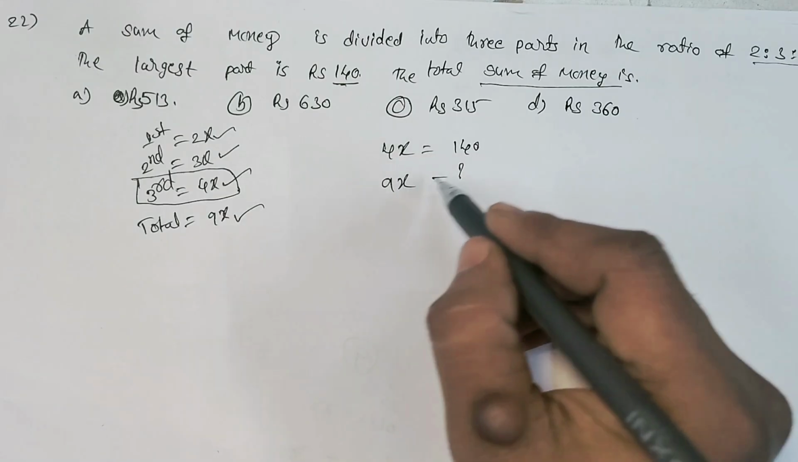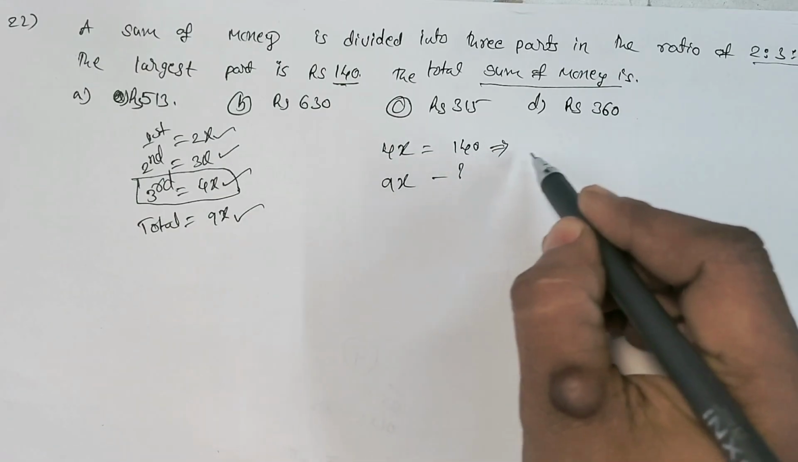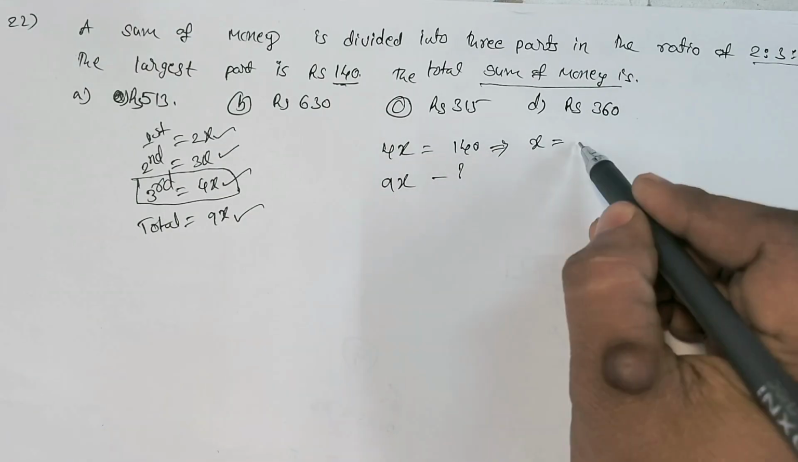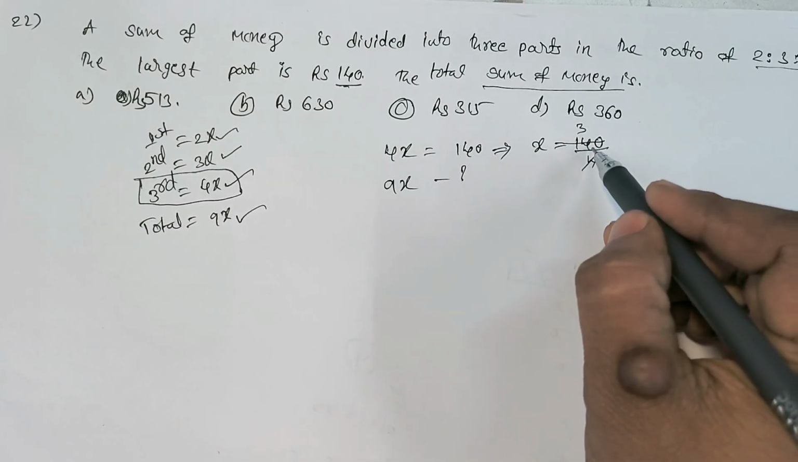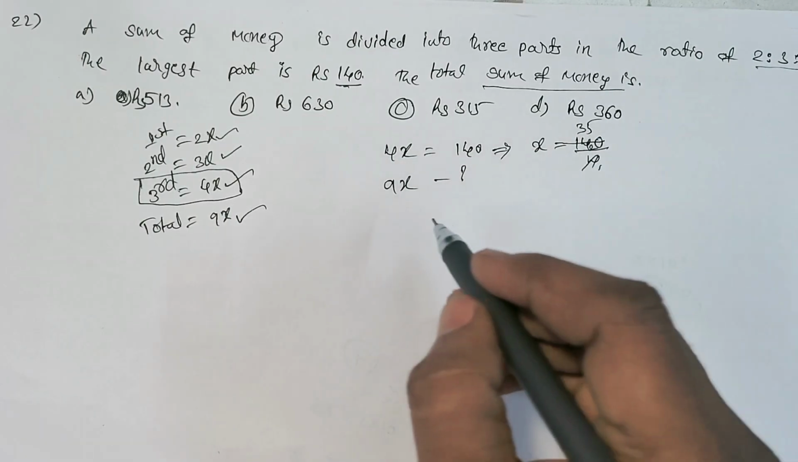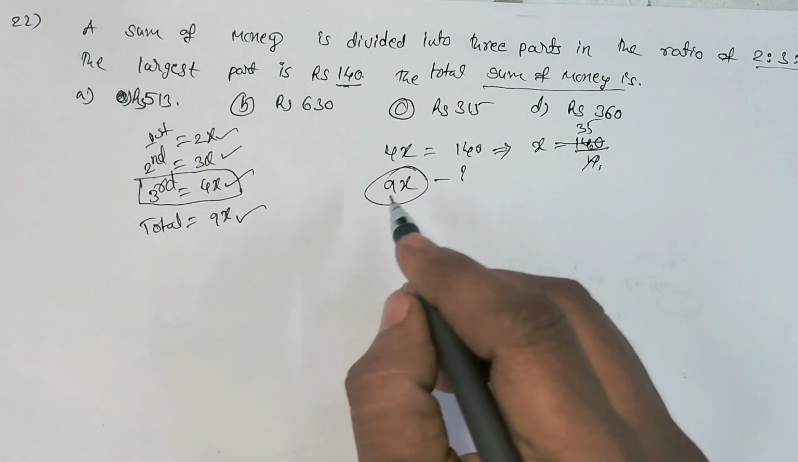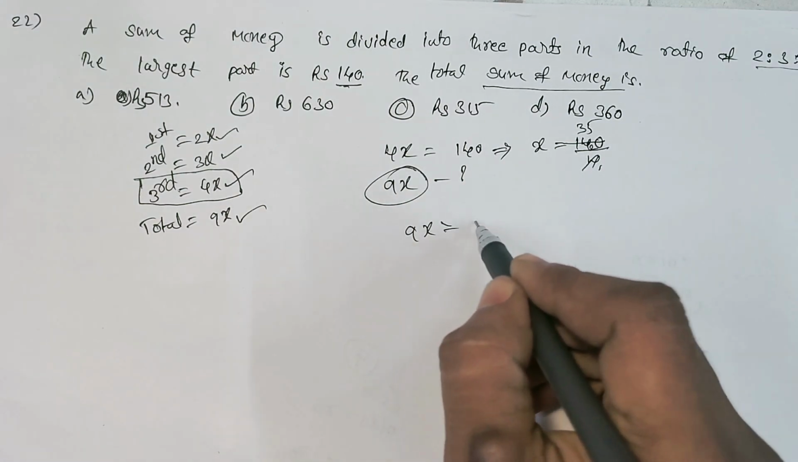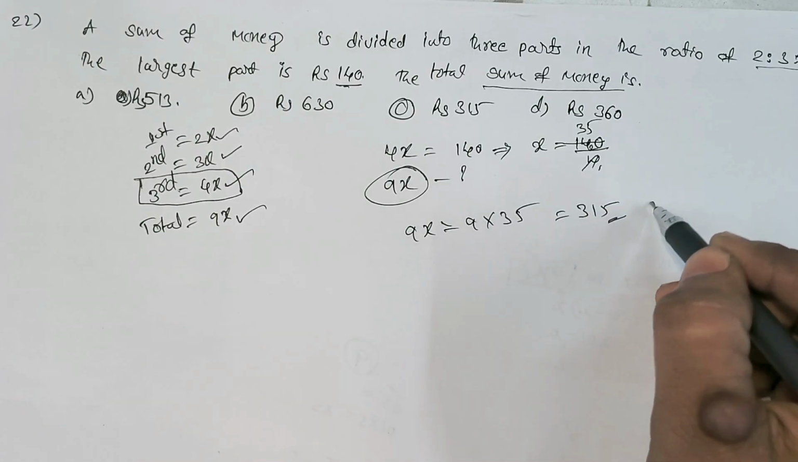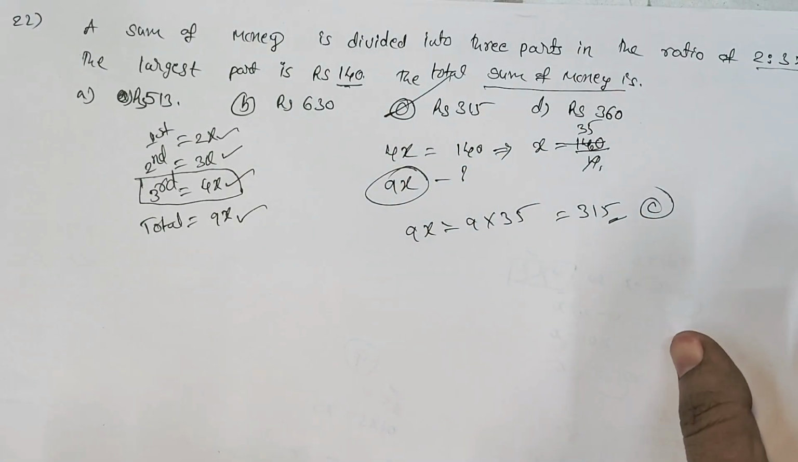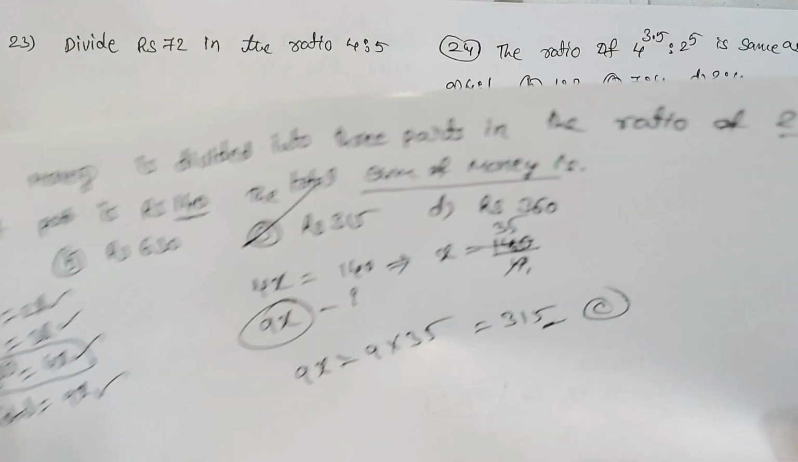So from this we can find this x value as 140 by 4. 4 threes are 12, 2 left, 5. So x value is 35. So 9x value, that means total value, means what? 9x means 9 into 35, which is 315. That is option C, the correct one in this case. Okay, now let us see the next question.